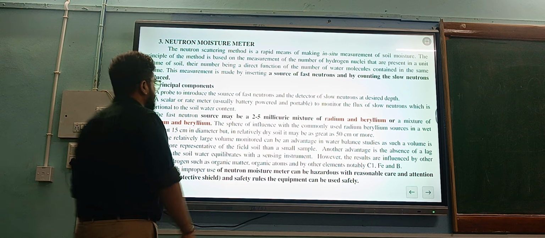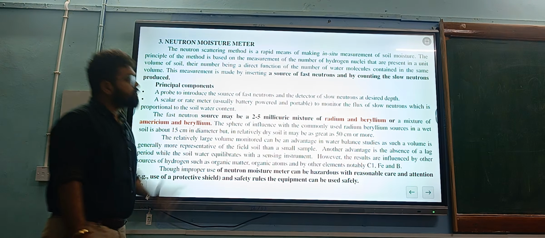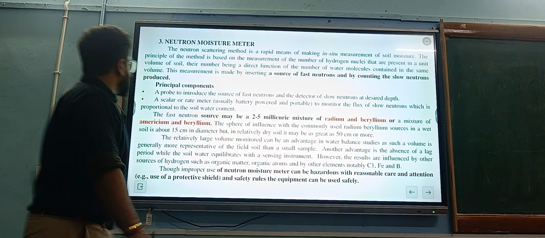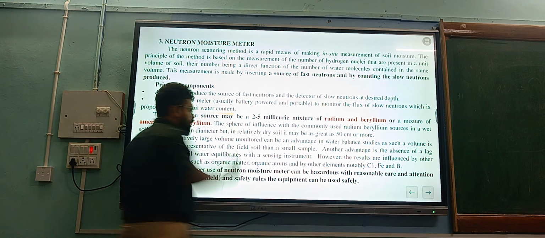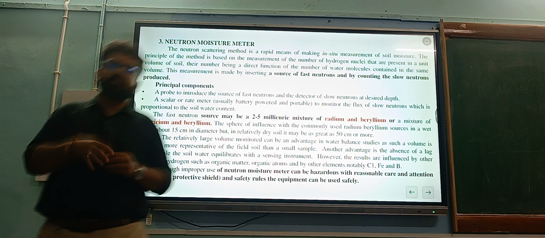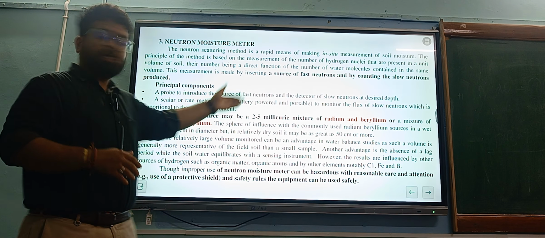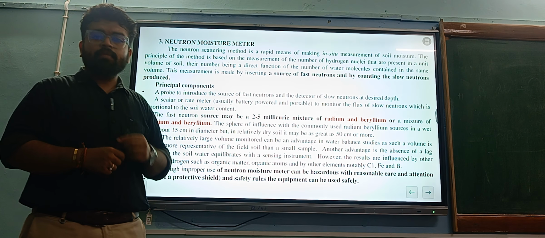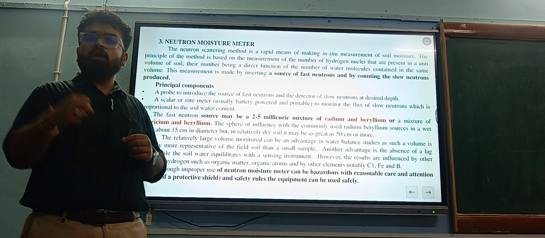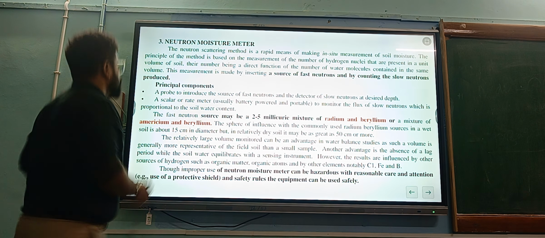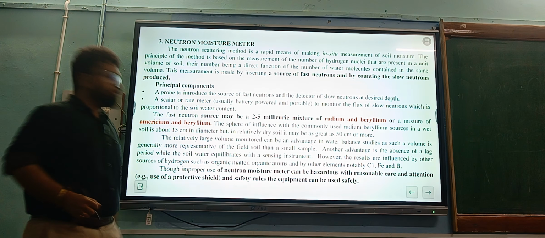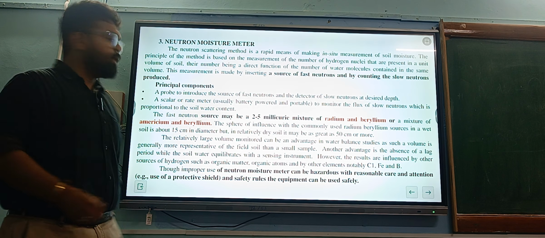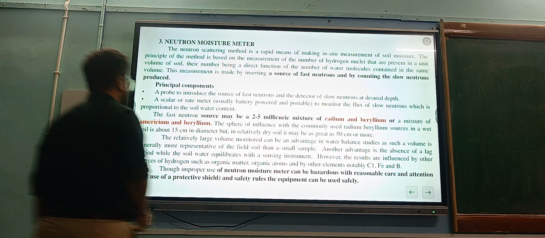A scaler or a rate meter monitors the flux of slow neutrons, which is proportional to the soil moisture content. When you release the fast neutrons, from radium and beryllium or americium and beryllium, they hit the water molecules and slow down, and the amount of slowed neutrons indicates the soil water content in the soil.